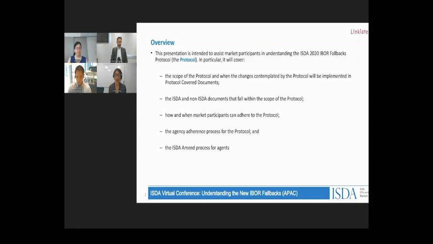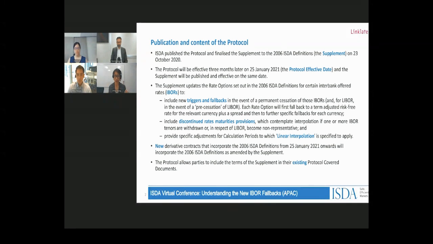And we'll also be looking at how and when market participants can adhere to the protocol and the quite complicated agency adherence process for the protocol, and then the ISDA amend process for agents. So really, the protocol was published on the same day as the LIBOR fallback supplement, which is 23rd October 2020, and will be effective the same day as the supplement, which is 25th of January 2021.